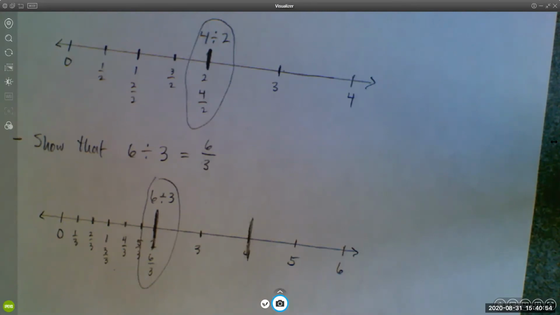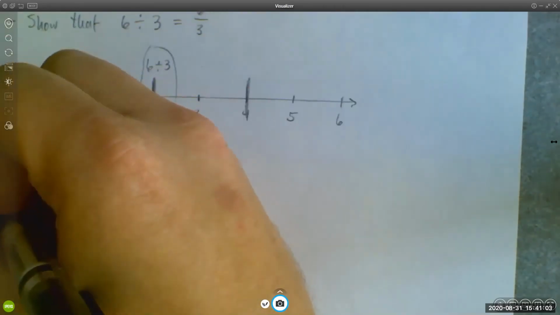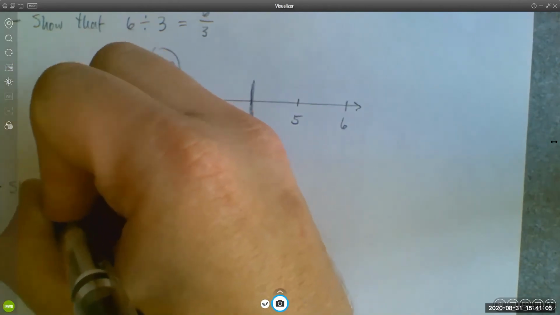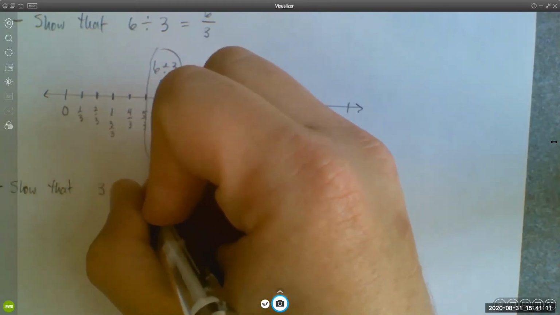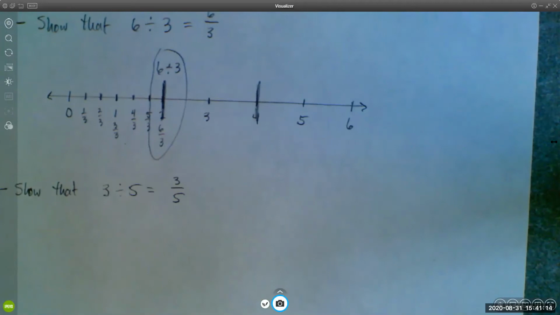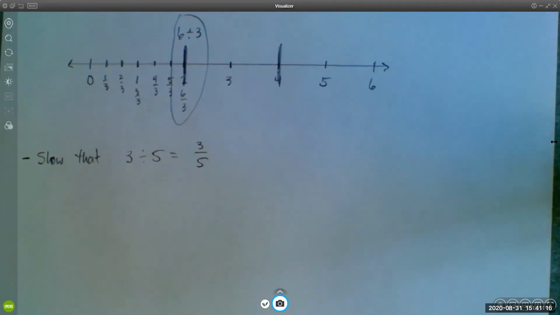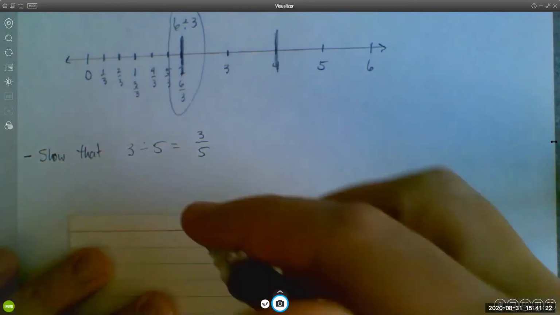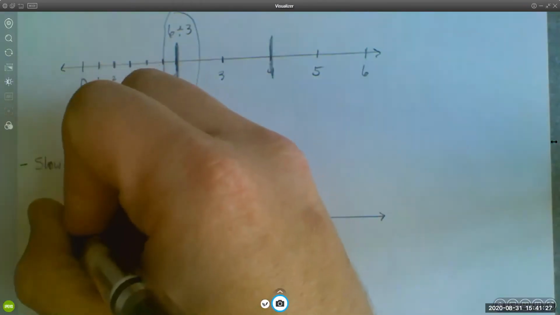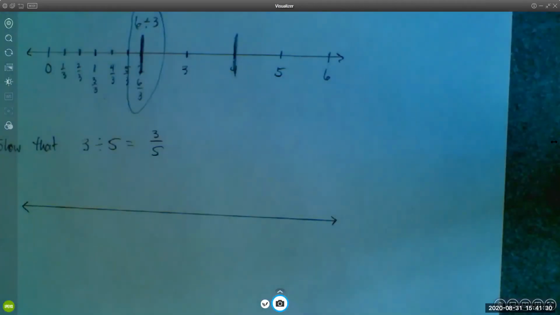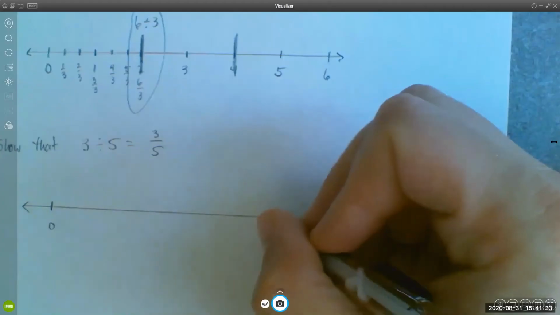So let's do 3/5 now. That's what kind of started this conversation. So let's show that 3 divided by 5 is the same thing as 3/5. Here we go. So I'm going to give myself a number line. And let's say that this is 0 and that this is 3.